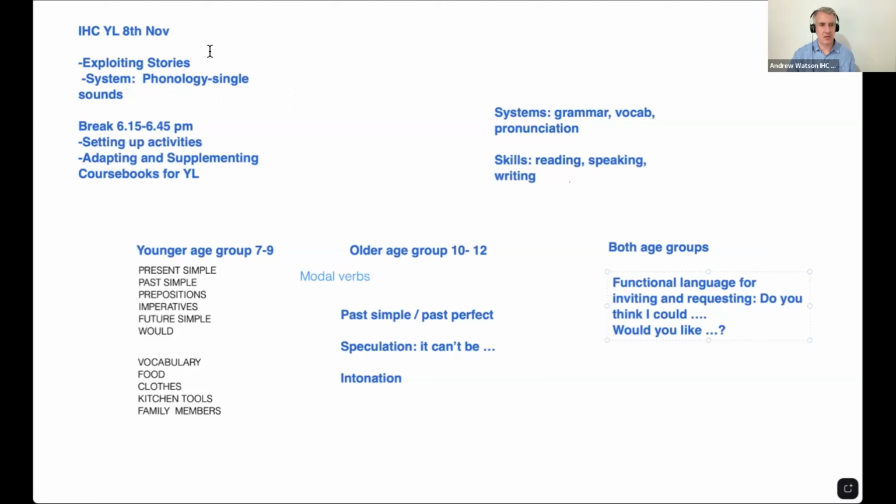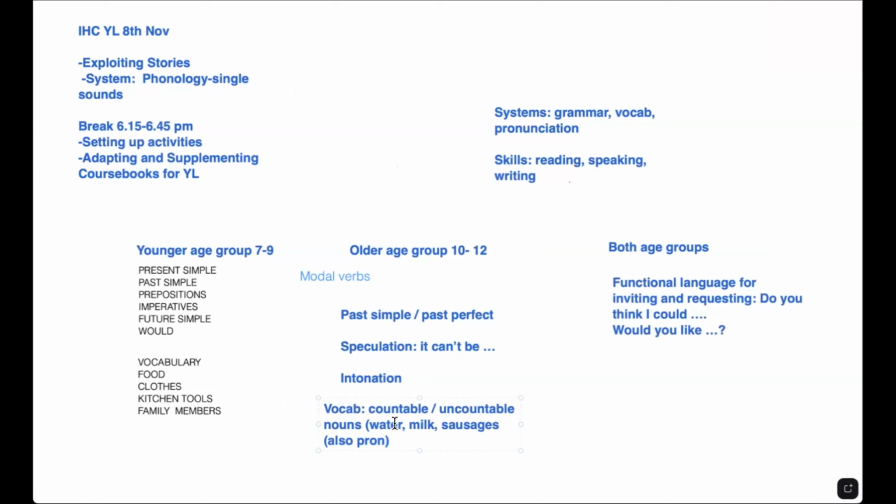Now, for the vocabulary, we could also have, you mentioned food, but let's give some specific examples. All right. How about countable and uncountable nouns? Okay, perfect. Yeah. Like water, milk, sausages. Also, the pronunciation of these words, sausages. The AGES is pronounced ij, sausage.